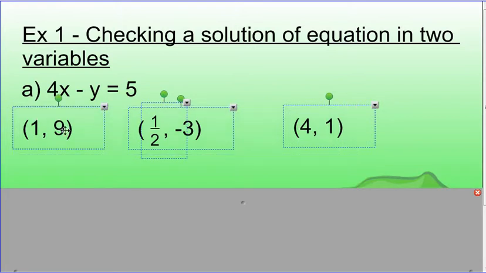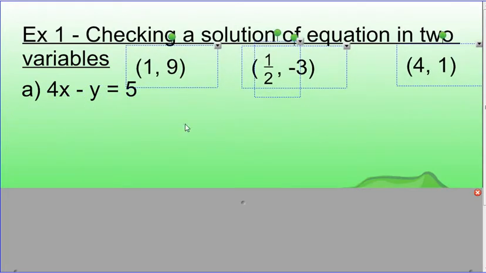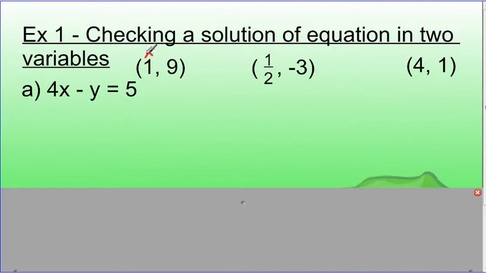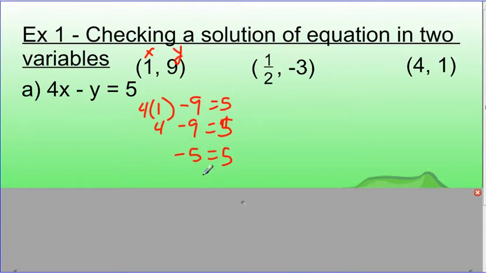Let's move this up here a little bit. So we're going to plug in our x value for the x variable. So this will be 4 times 1 minus the y goes in for the y. And I want to know, does this math equal 5? So 4 times 1 is 4. And 4 minus 9 is a negative 5. Does that equal 5? No. So that point is not a solution.